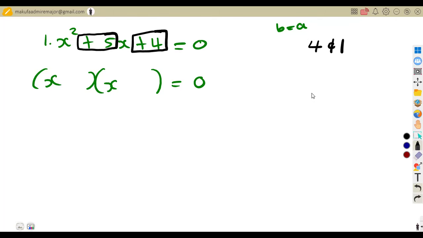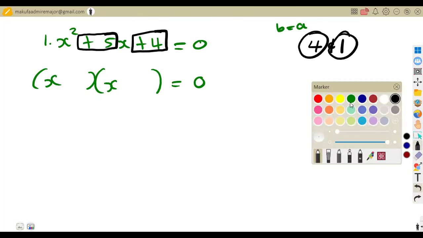All right? Negative 4 and negative 1 is not going to work, because if you add these, you get a negative 5, not a positive 5. But if you multiply, you get a positive 4, which is true. But we are not getting the positive 5. We need a positive 5, not negative. So the numbers are 4 and 1.